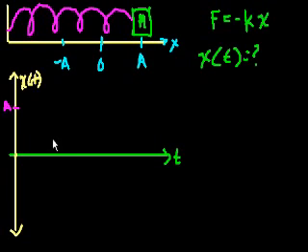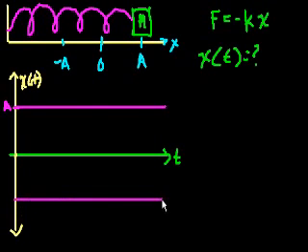Actually, let me draw a line there. That might come in useful. This is A. And then this is going to be, let me try to make it relatively symmetric, negative A. That's minus A. So at time t equals 0, where is it? Well, it's at A, so this is where the graph is, right?